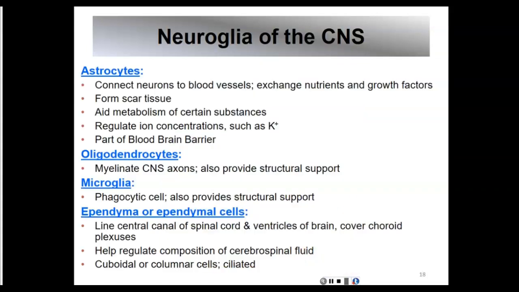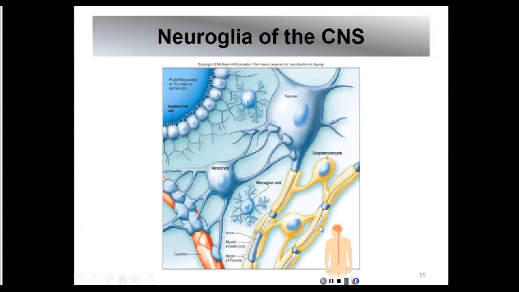Microglia are your little janitors in the body. They are a phagocytic cell, meaning they are going to phagocytize, or gobble up and engulf, anything that shouldn't be in there. So here, look, it looks like a broom almost, or a Roomba. This is a microglial cell. It's going to go around and clean up debris from injury or broken down cells.